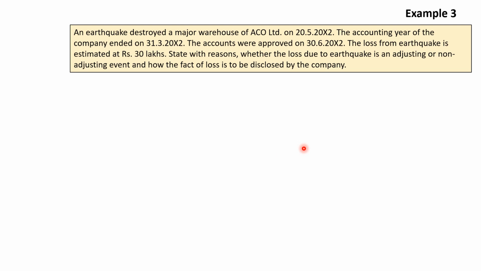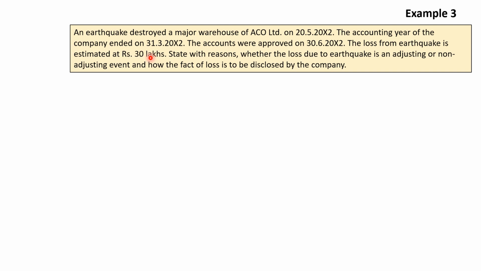So when the earthquake took place, it took place on 20th of May. The accounting year ended obviously on 31st March. After 31st March, on 20th May there is an earthquake, and thereafter on 30th June the books of accounts are approved. Now should you record the loss on earthquake of rupees 30 lakh in your financial statements? That's the question.